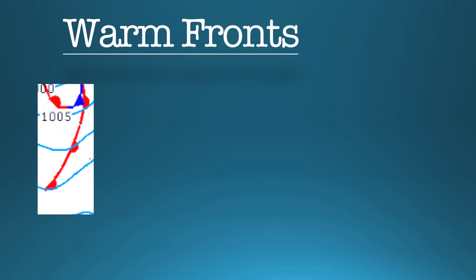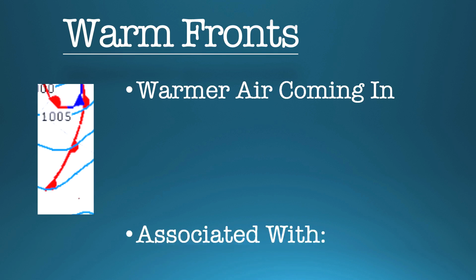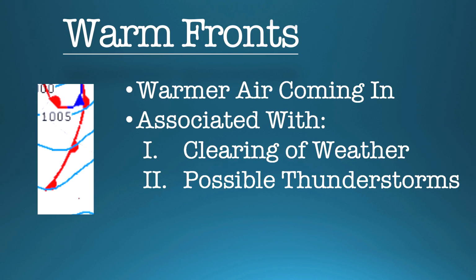Now, warm fronts like this one, indicated by the red line with the half circles. Again, the half circles point in the direction to which the air or the front is moving. Here, warmer air is coming in. Okay, and it usually is associated with clearing of weather, and if the warm air stays in position a little bit, there's a likely chance of thunderstorms developing.